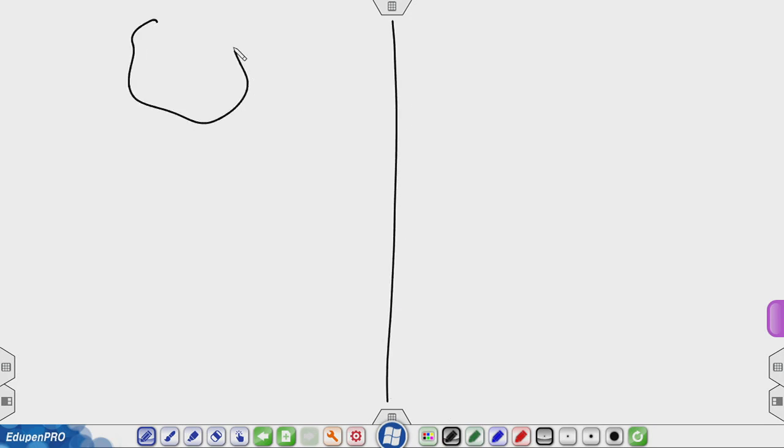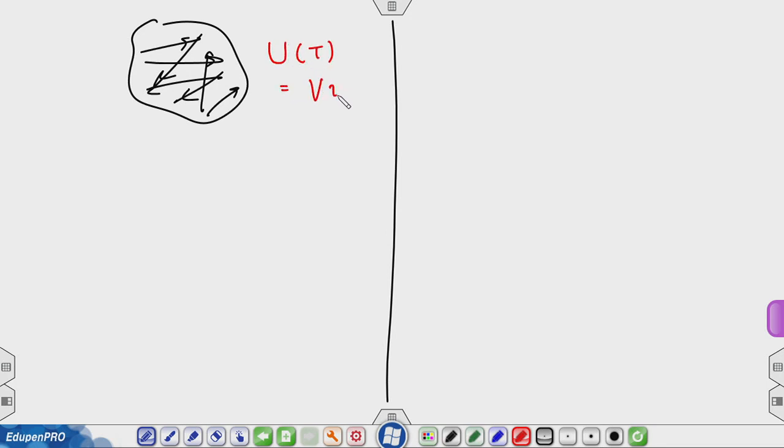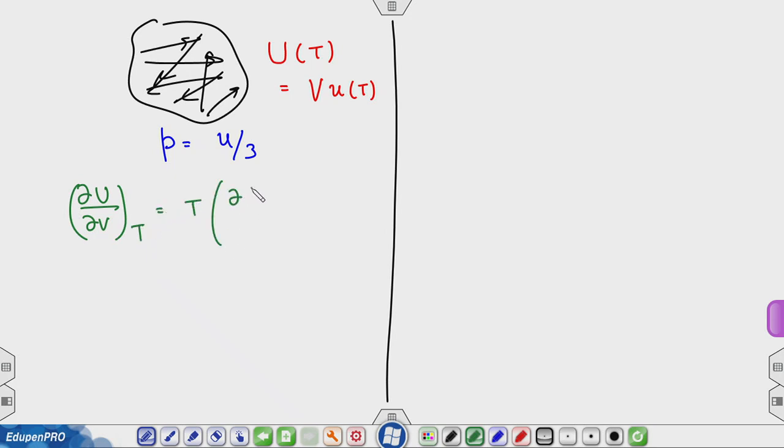So, here is this black body inside which there is this diffused radiation, and it has the total internal energy, which depends only on T, equal to V times the energy density, and the pressure due to radiation is u by 3. And we have written that partial U partial V at constant temperature is equal to T partial S partial V at constant temperature minus P.